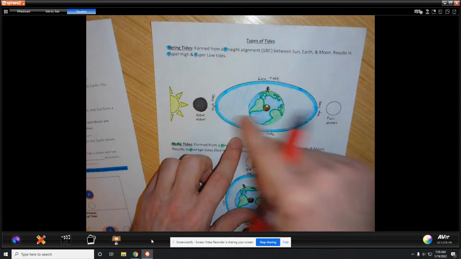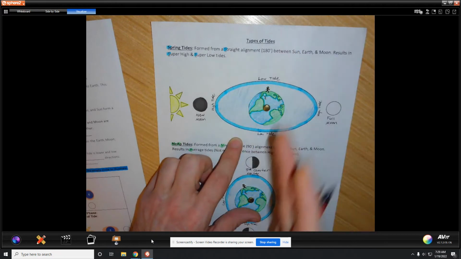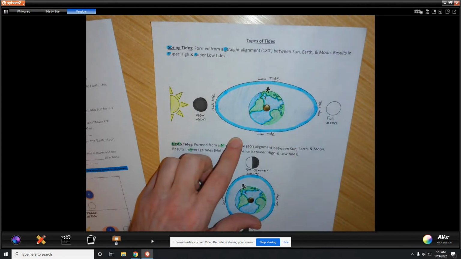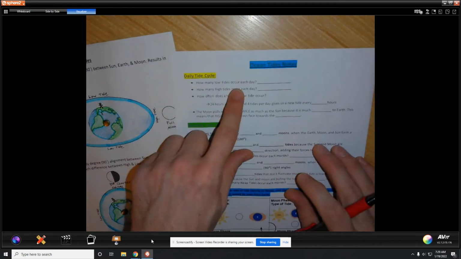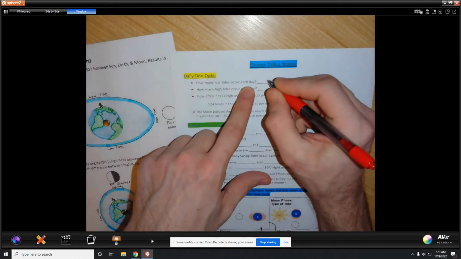Always the high tide will be where we're in line with the moon, and the low tide will be where we are not in line with the moon. So let's go ahead and fill out that top portion of our notes. How many low tides occur each day? There's going to be two of them.